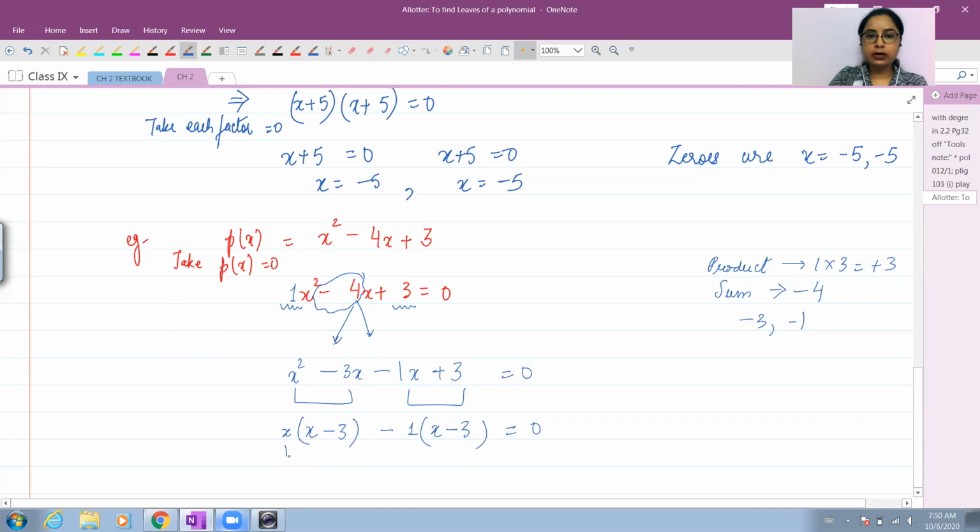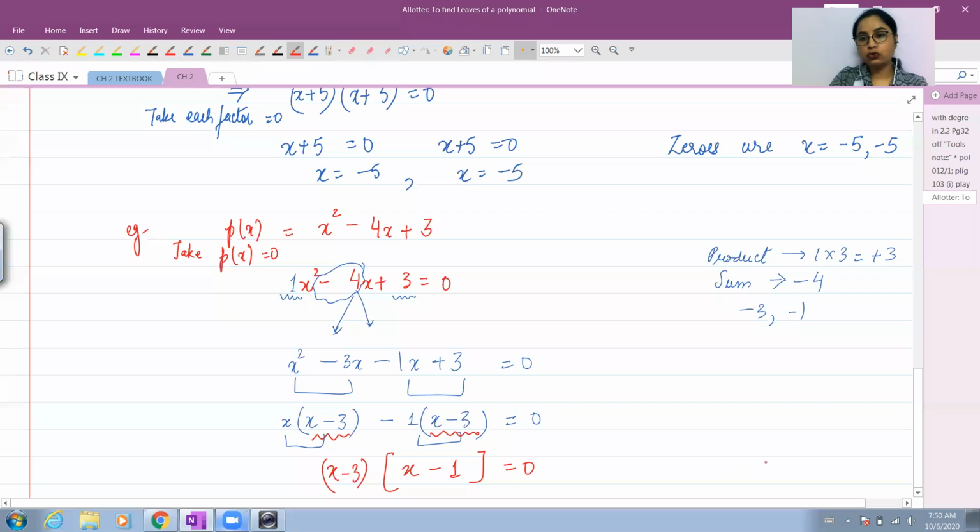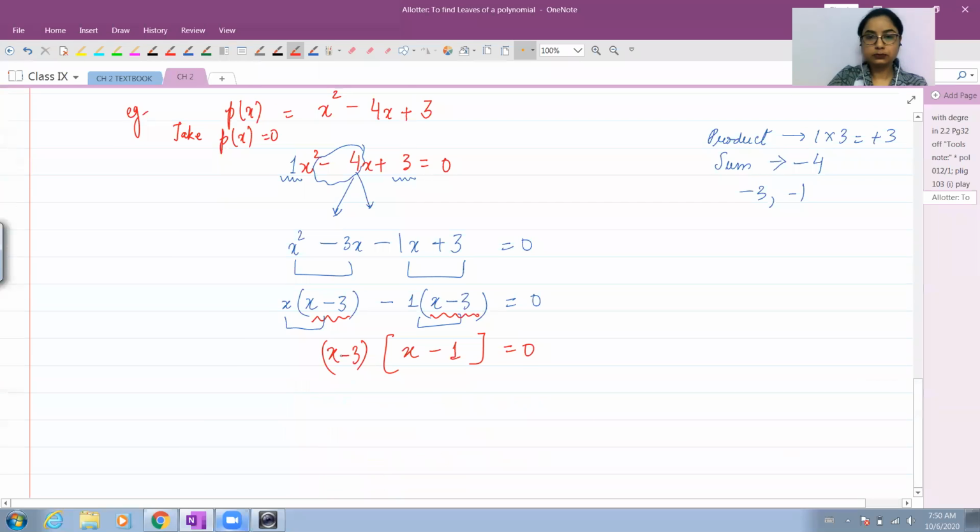Yeah, that's right. We have two products now, monomial into binomial, monomial into binomial. From both of these products, the binomial is common. Both these products contain the same binomial. So I can separate this binomial and I'll be left with the monomials inside. These are the two linear factors of my quadratic polynomial. And after this, I want to take each of them equal to zero and from there find x. So x minus 3 equals 0 will give me x equals 3. And the second factor when equated to 0 gives me x equals 1.